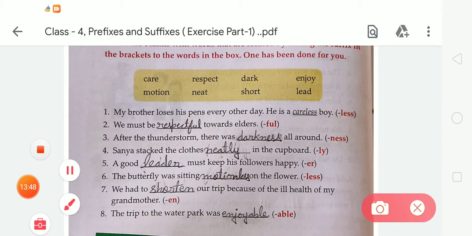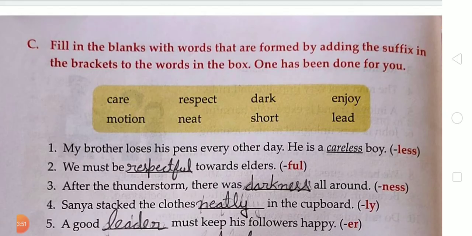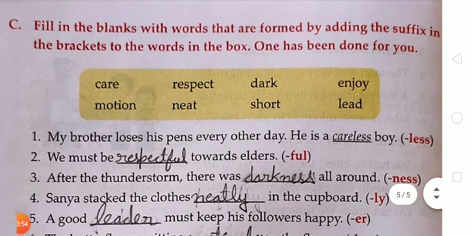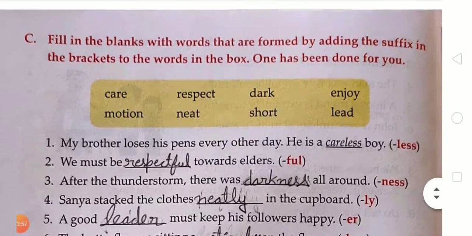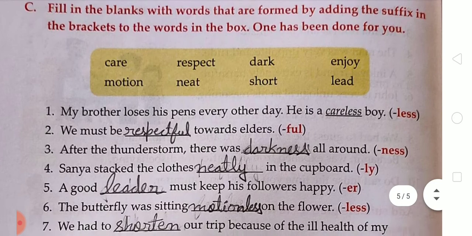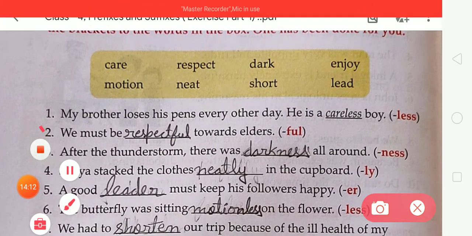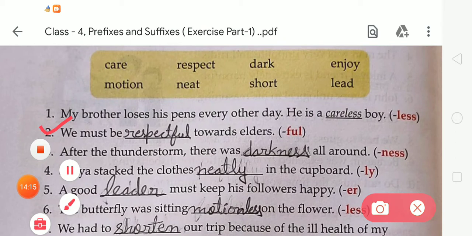As you can see on your screen, my brother loses his pens every other day. He is a dash, so here is the correct word that we take from the box, that is care, and we have to use here the suffix less, so it will be careless. So my brother loses his pens every other day. He is a careless boy. Okay, now we move to the next: we must be dash toward elders. The given suffix is ful, so we have to choose the word respect, so it will be respectful. So the sentence will be we must be respectful towards elders.